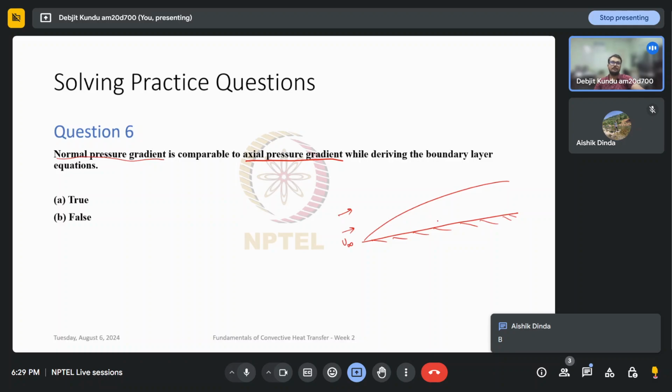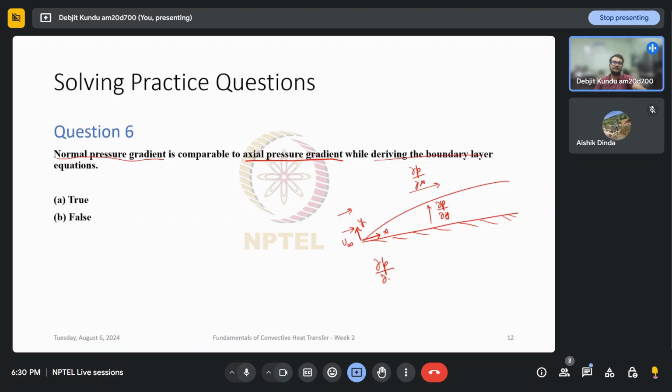So if I define my y and x in this manner, the normal pressure gradient is in this direction, so ∂p/∂y, and the axial pressure gradient is in this direction, so ∂p/∂x. So the question says that while deriving the boundary layer equations, do we take these to be comparable or not? That is, is ∂p/∂x of the same order as ∂p/∂y or not? So the answer is false, right?